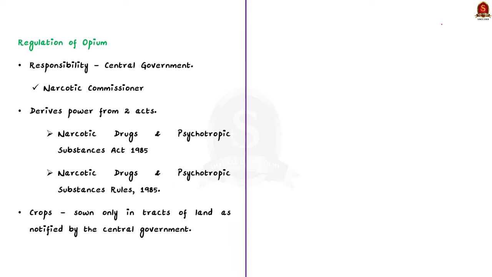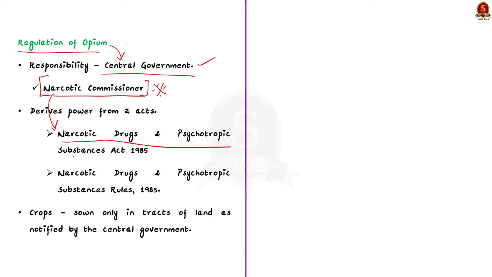Now let us see the regulation of OPM in India. First of all, the control over cultivation and manufacture of OPM is the responsibility of the central government. At present, the Narcotics Commissioner is controlling the cultivation of OPM poppy and the production of OPM. The Narcotics Commissioner was appointed under the Narcotic Drugs and Psychotropic Substances Act 1985, and he also derives power from the Narcotic Drugs and Psychotropic Substances Rules 1985.